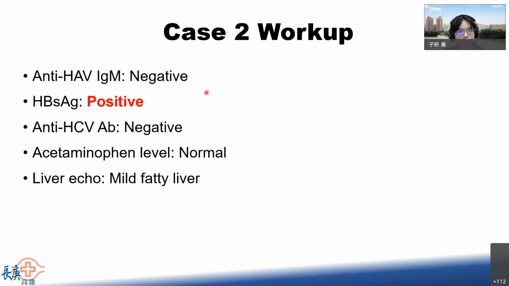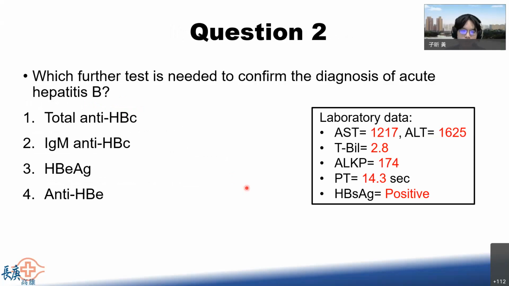Viral hepatitis. So for viral hepatitis, the anti-HAV IgM, checked as in the first case, was negative. The HBs antigen is positive. The anti-HBc antibody is negative. And other causes such as acetaminophen level are normal. And we performed a liver echo, which showed only mild fatty liver. So does this mean that the patient has hepatitis B, acute or chronic?